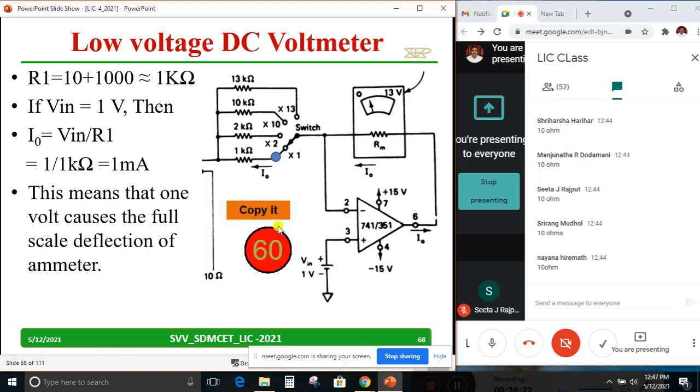And now you can copy down the 3-4 lines. R1 equal to 10 plus 1K is nearly equal to 1K. If Vin equal to 1 volt, then I0 equal to Vin by R1 equal to 1 by 1 kilo, it becomes 1 milliampere. Remember, for this meter, a full scale deflection will be there when 1 milliampere flows here. Whenever 1 milliampere is flowing here, it will show the full deflection. What you are measuring, we have to decide based on the voltage we are applying here and what resistor I am connecting here. If I fix this 1 volt, then I have to change this resistor so that I can measure different voltages.